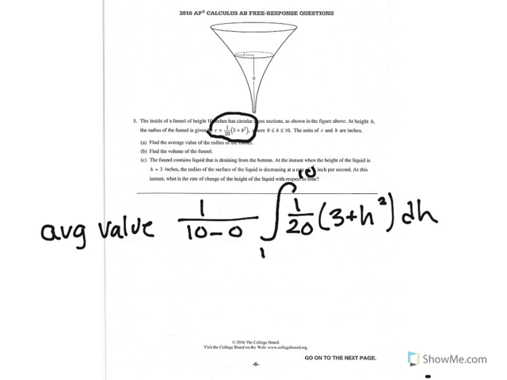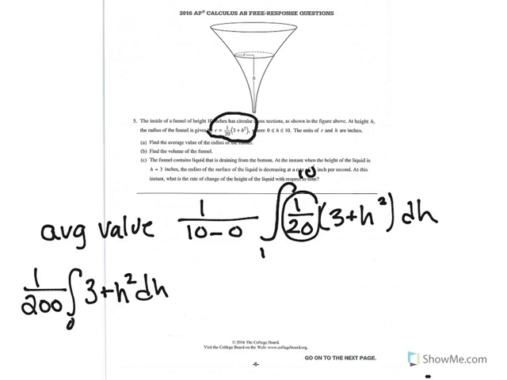When I'm going to solve this problem out, the first thing I'm going to do is take out the 1/20th. So I've got 1 over 10 times 1 over 20. That's 1 over 200. The integral of 3 plus h squared dh from 0 to 10. Now normally when they ask you to work out an integral, they'll start you out at 0 so you don't have to do any work on it.